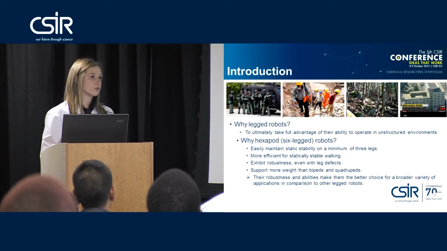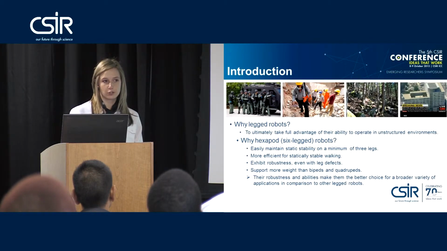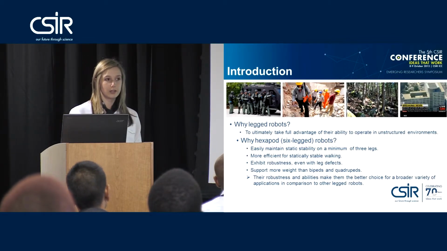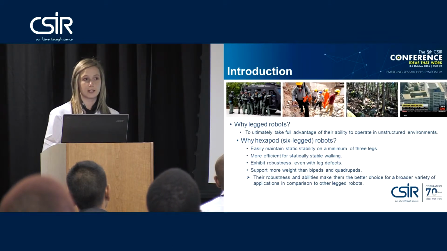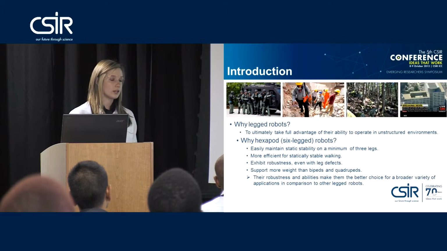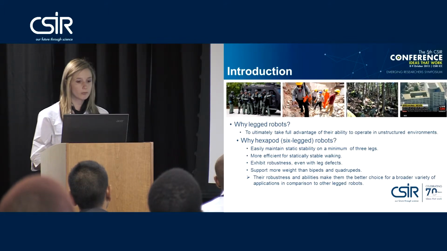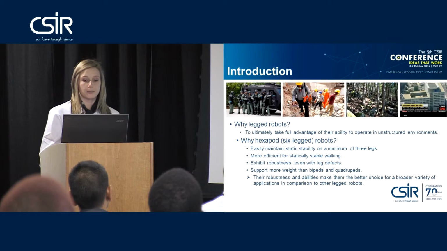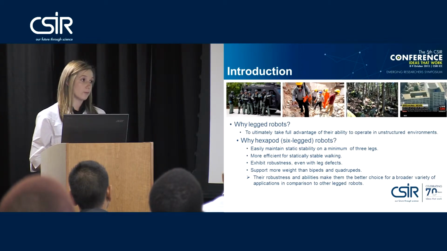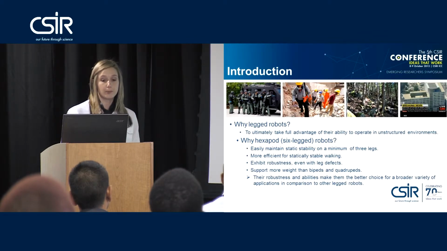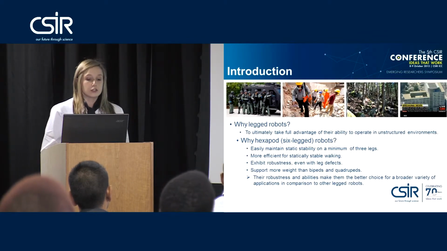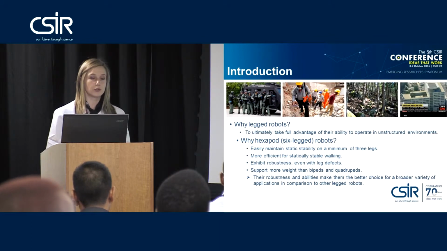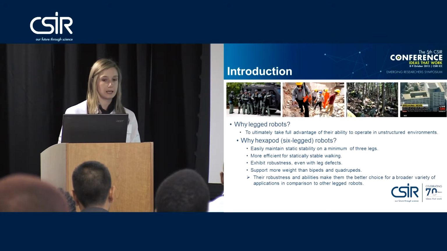I want to start off with a very important question wherever it comes to real-world implementation of our research, which is why legged robots. For us, the ultimate goal in the development of legged robots is to take full advantage of their ability to navigate in unstructured environments. This will allow their applications in, for example, search and rescue missions. We look specifically at hexapod robots because they can easily maintain static stability on a minimum of 3 legs, in which they are more efficient in walking as well. They exhibit robustness even with leg defects, and they can support more weight than bipeds and quadrupeds. Their robustness and abilities make them a better choice for a wider variety of applications than other legged robots.